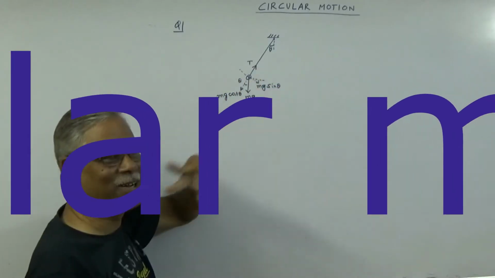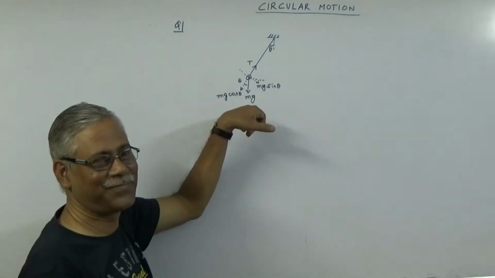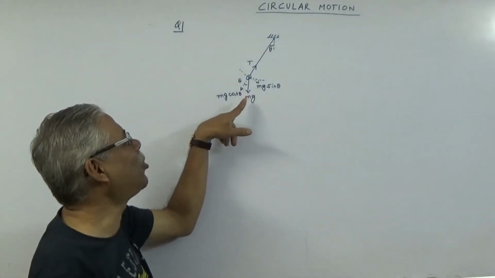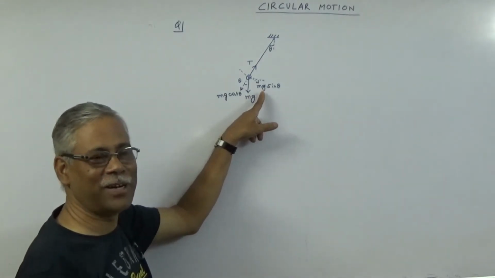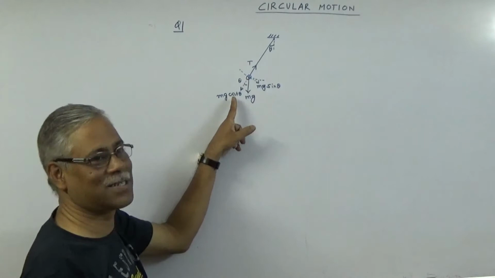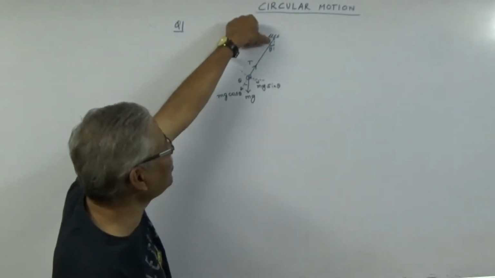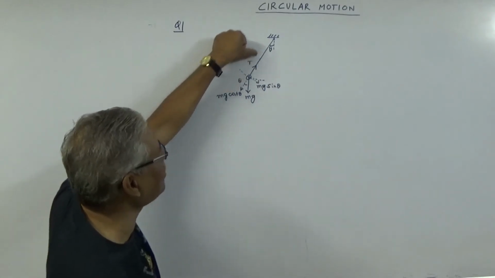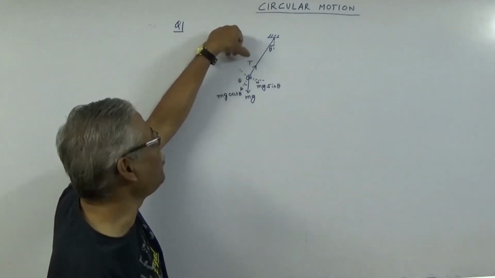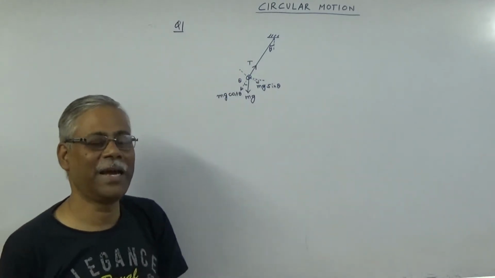Two forces are acting on the bob, T and mg. I have resolved mg into two components. One is along the tangent, the other is along the radius: mg cos theta and mg sin theta. Now along the string, meaning along the radius, there are two forces. One is T and the other is mg cos theta.